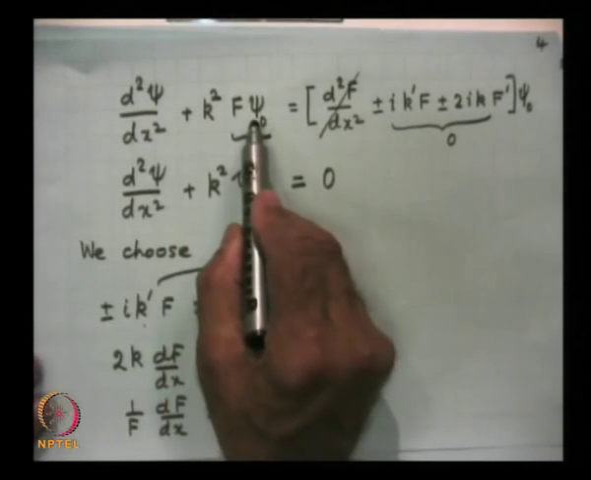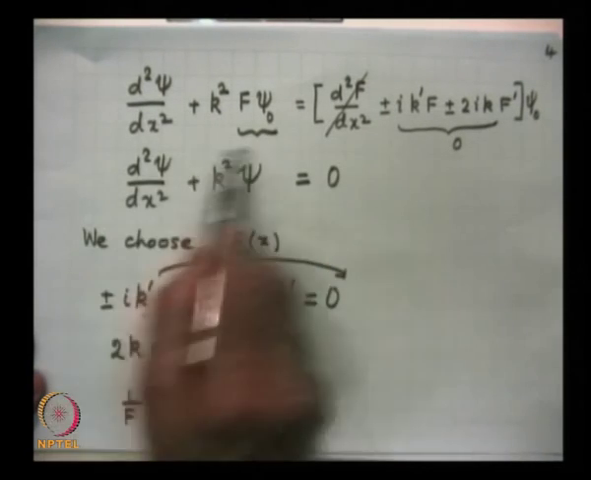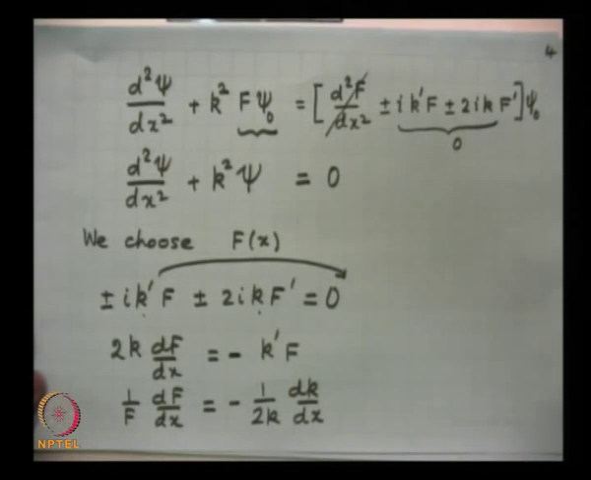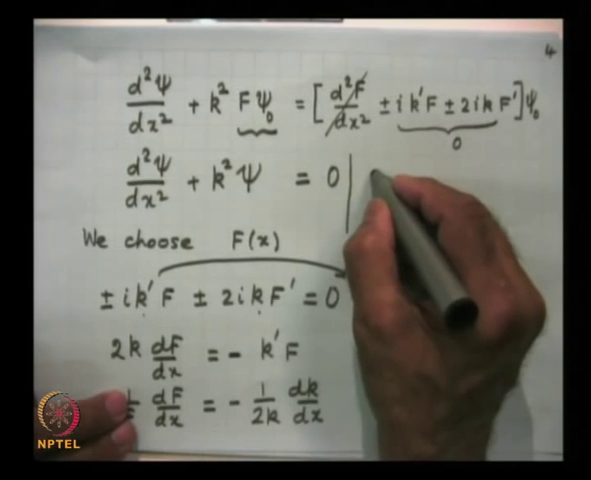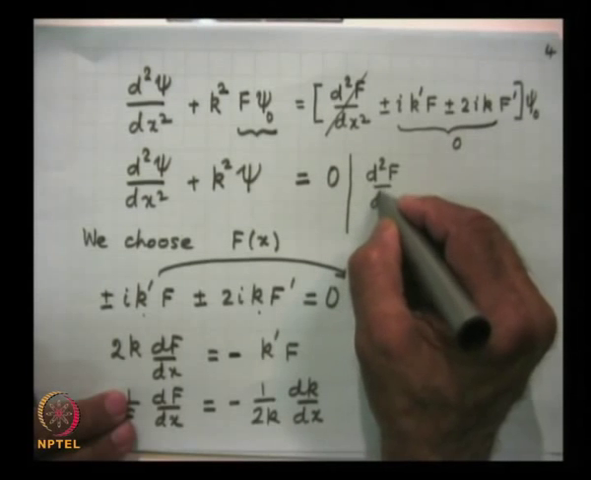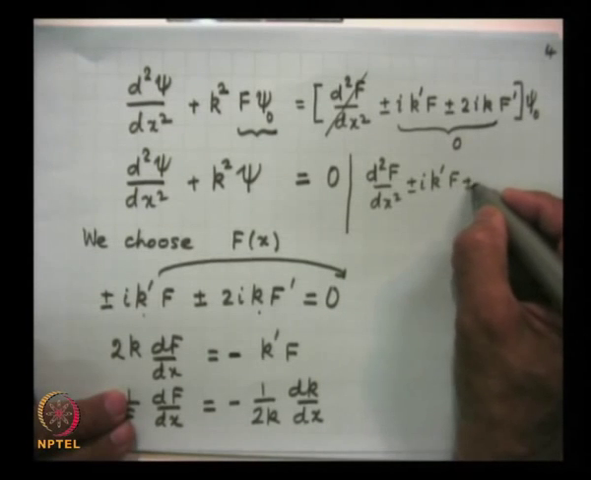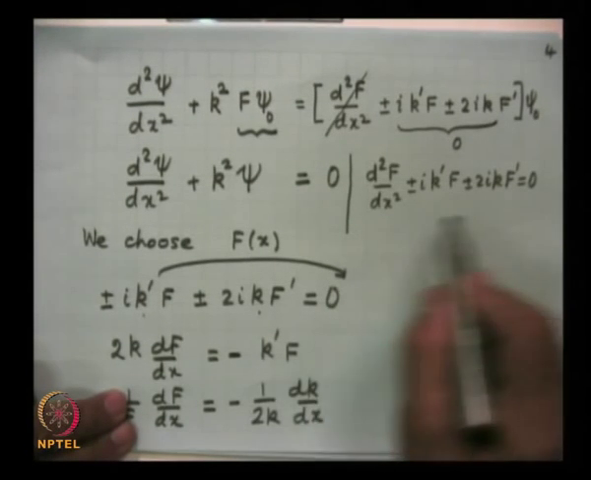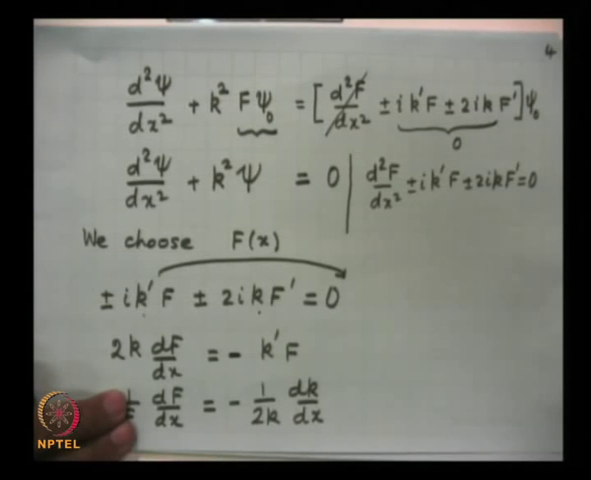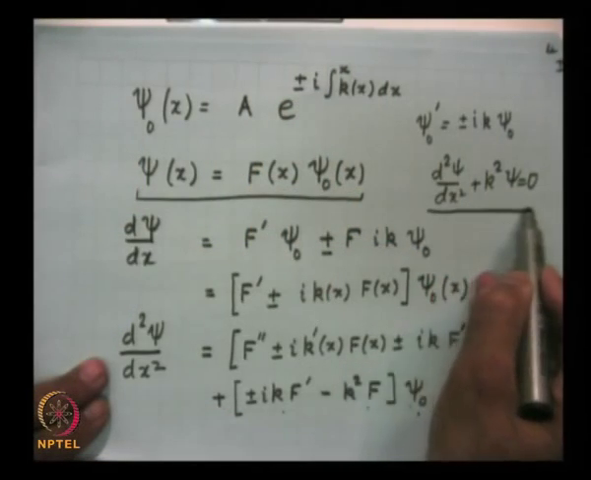So, d 2 psi by d x square plus k square f psi naught is equal to so much, but the left hand side is 0. Therefore, if we are able to solve this equation d 2 f by d x square plus minus I k prime f plus minus 2 I k f prime is equal to 0, and then substitute it here, we will obtain a rigorously correct solution of the second order differential equation.